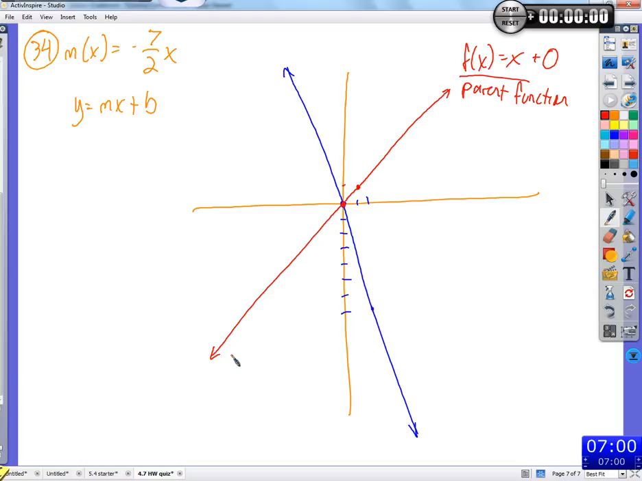So, how would we compare this line to this line? What do they have in common? Origin. They go through the origin. Okay, there's something that's the same, and what's something that's different? Slope. Slope is different. What kind of slope does this one have? It goes positive, and this one has a negative slope. Which one is a steeper line? Negative. The one with the negative slope is steeper because if you ignore that it's negative and you just look at the 7 halves, it is bigger than 1, okay? And the bigger slope is the steeper line.